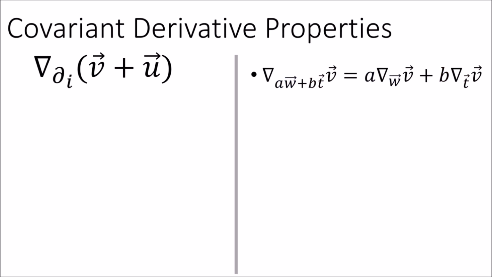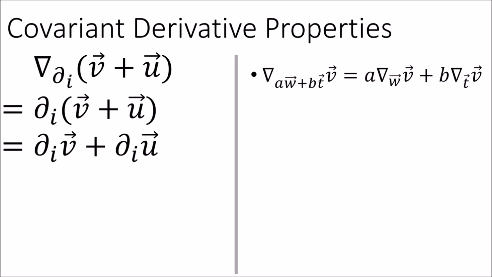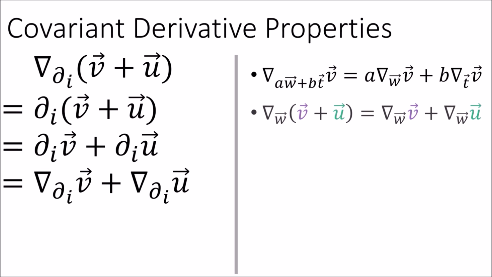We can also take the covariant derivative of a sum of vectors, and turning this into a partial derivative, we get this. And so we can distribute it to both vectors, and then switch back to the covariant derivatives. So this shows that the covariant derivative is additive for the vector field part. We can either add before taking the covariant derivative or add after, and we get the same result.